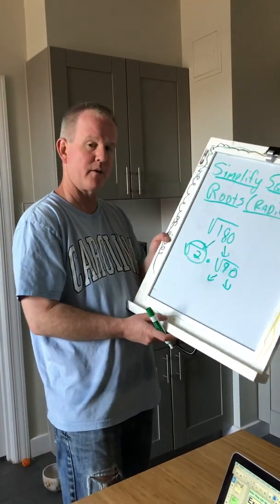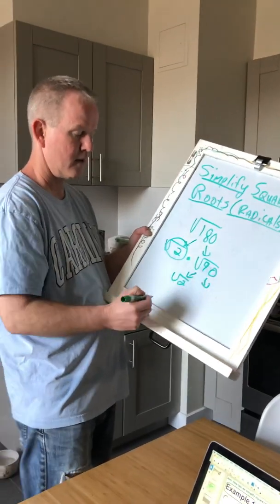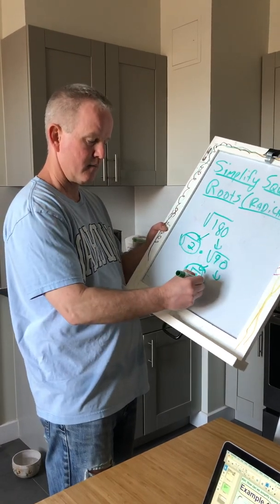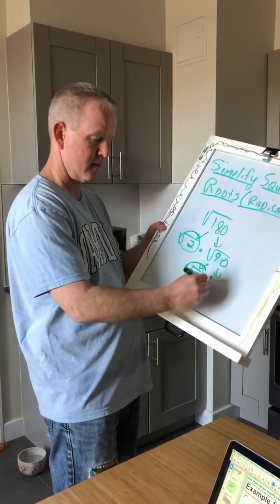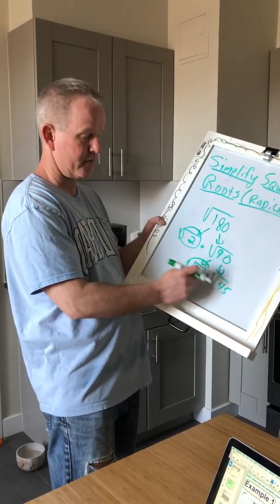Now I'm going to factor 90. I'm going to use 2 again. Another prime number. Put my dot. And where did I get 45? Well, 90 divided by 2 is 45.